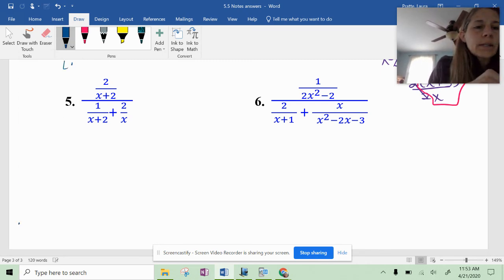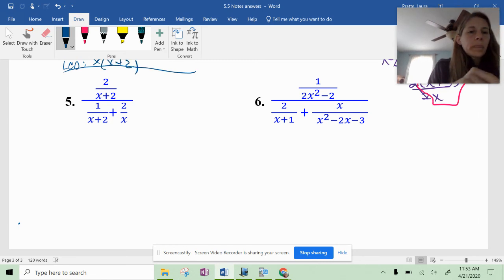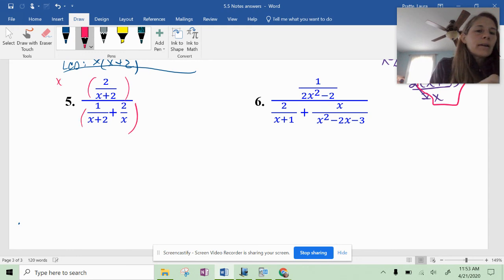Okay, so our LCD for number 5, you need an x and an x plus 2. So this one's not too bad. So we're going to multiply by both x and x plus 2.